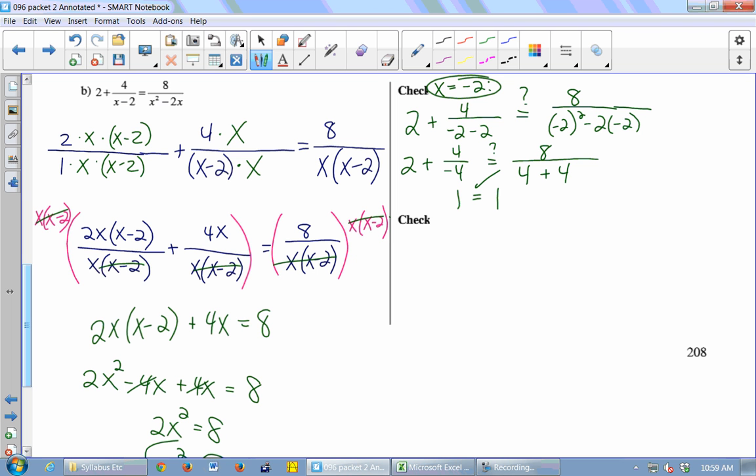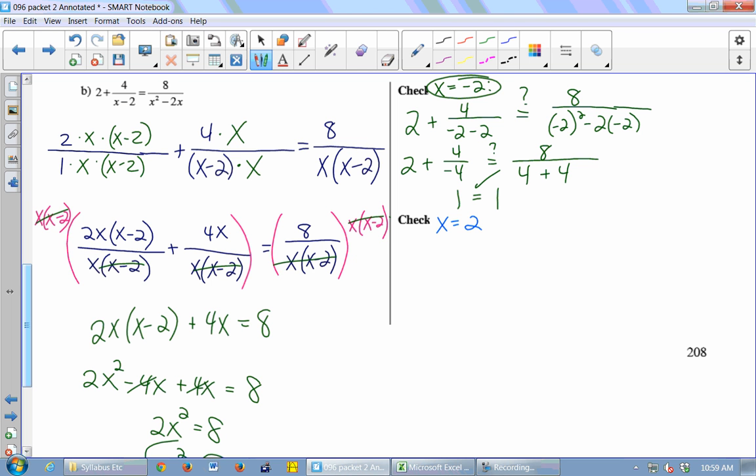Right here, -2 minus 2. So if you start with -2, subtracting 2 would... Oh, okay. Yeah, in the next one, there's a typo in your packet. All the math is done correctly, but we're supposed to be checking x equals +2, not -2.